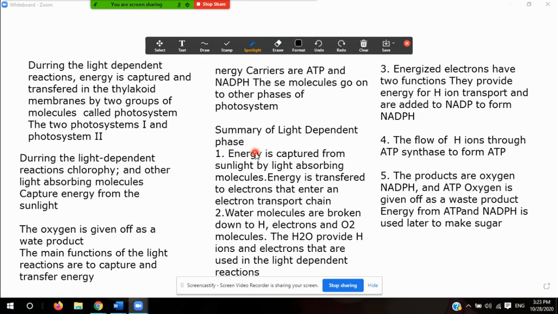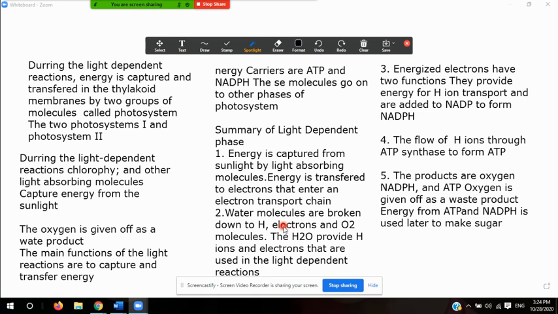Now we're going to summarize some of the steps. The first step is that energy is captured from the sunlight by absorbing molecules. Energy is transferred to electrons that enter an electron transport chain. So they capture the energy and turn it into electrons, and those electrons go into the electron transport chain. Think of it kind of like a conveyor belt in a factory, where everyone is in an assembly line and they're each doing their functions.